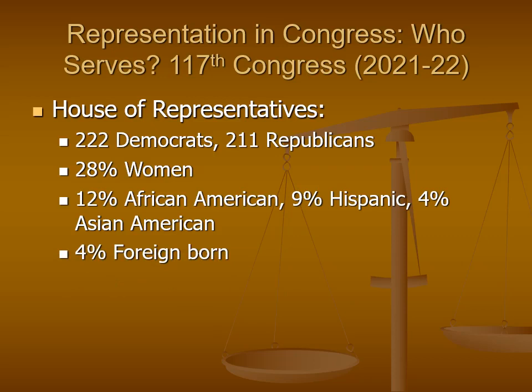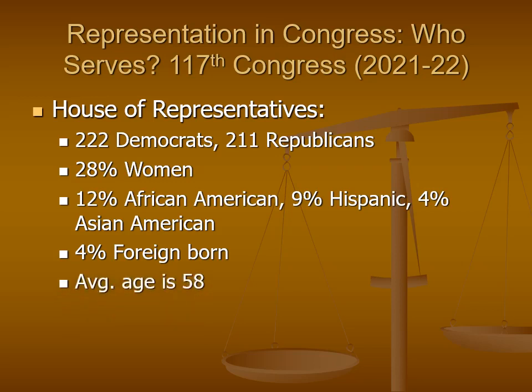While the House is relatively racially diverse, only about 4% of its members were born outside the United States. This is much lower than the 15% of people who now reside in the U.S. who are foreign born. So we can see here that immigrants are quite heavily underrepresented in Congress.